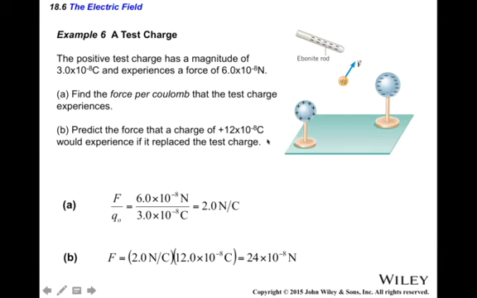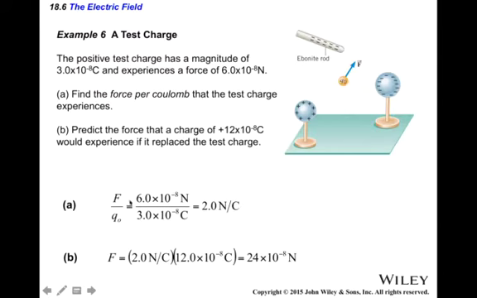Force per coulomb. All right, so I take the force divided by the test charge in coulombs here, and I get 2.0 newtons per coulomb. And then predict the force that a charge of 12 times 10 to the negative 8 coulombs would experience if it replaced the test charge. Okay, so now I'm going to take a charge of 12 times 10 to the negative 8 coulombs and put it in there, and the force it would feel is, since this is force per coulomb, if I multiply now by a coulomb, I'm going to get 24 times 10 to the negative 8 newtons.